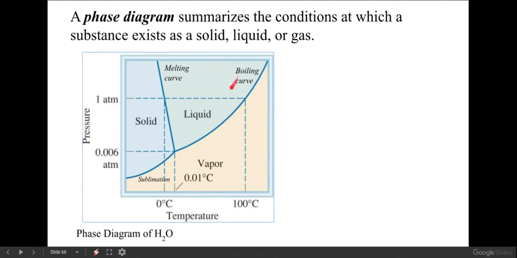So the lines represent the boiling curve. At 1 atmosphere, water boils at 100 degrees Celsius, and it melts at 0 degrees Celsius. Technically, the melting point and freezing point are exactly the same, just like the boiling point and condensation point are exactly the same. What this also shows is if you lower the pressure, then you come across this line, it changes the melting point and it changes the boiling point. And then it also shows what it takes to sublimate.